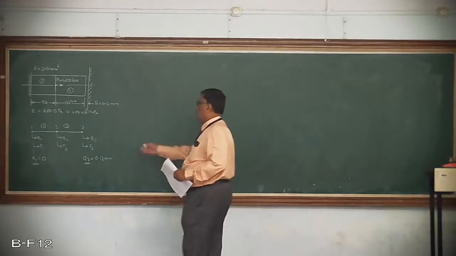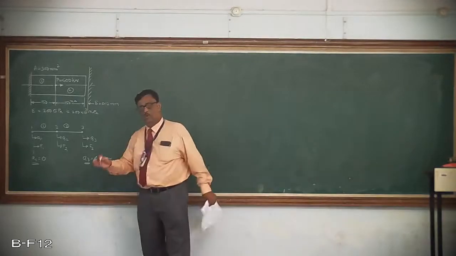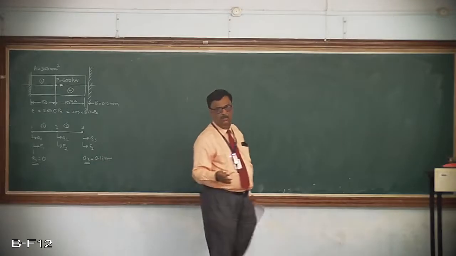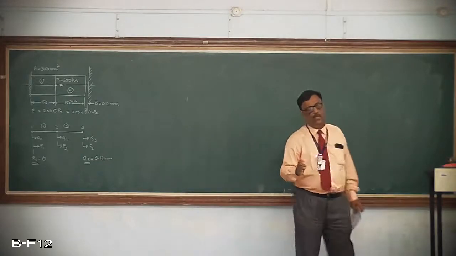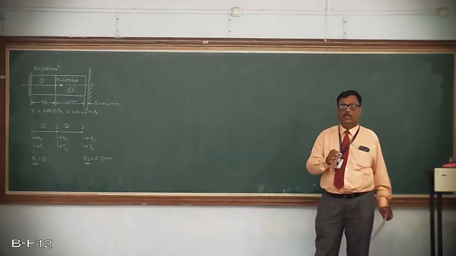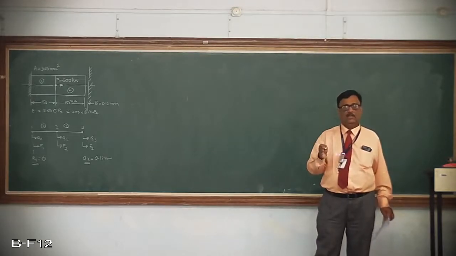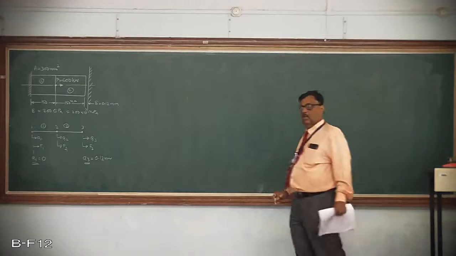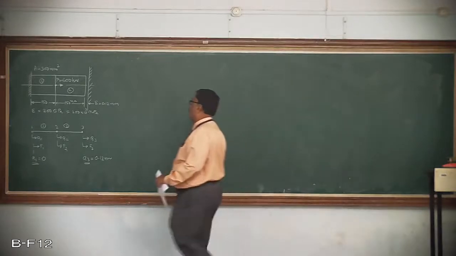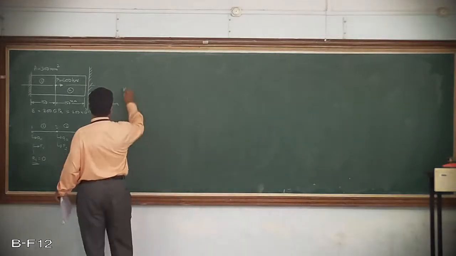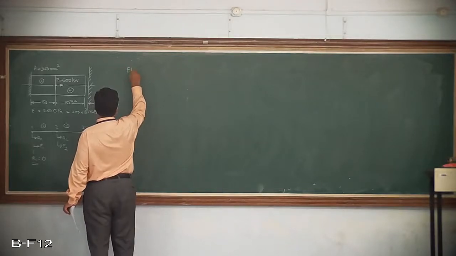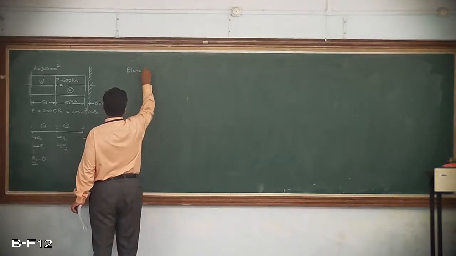Then we have to follow the same conventional method: discretize, write down the element stiffness matrix for both element number 1 and 2, and then find the global stiffness matrix, the displacement vector and the force vector. Let us write all three first, and then we will go for the treatment of boundary conditions. First, let us write element number 1.